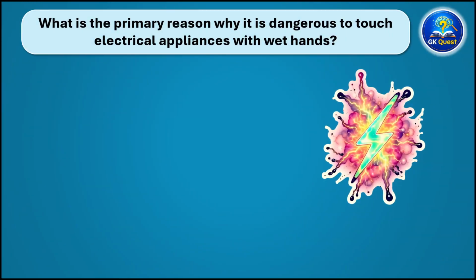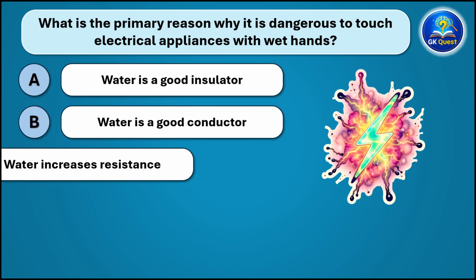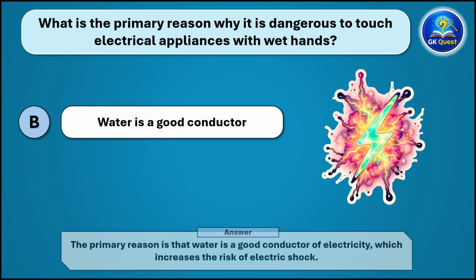What is the primary reason why it is dangerous to touch electrical appliances with wet hands? And the correct answer is the primary reason is that water is a good conductor of electricity, which increases the risk of electric shock.